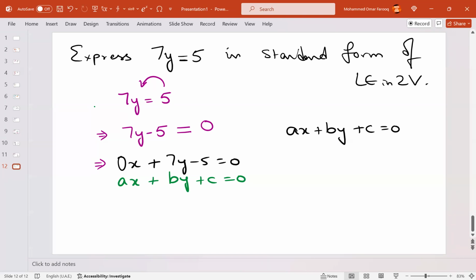Now, when you write the values, what is in place of a here? 0. What is in place of b? 7. What is in place of c? Minus 5. Understood now how to write it? So this is the standard form. Understood, my dear students? Yes, sir.